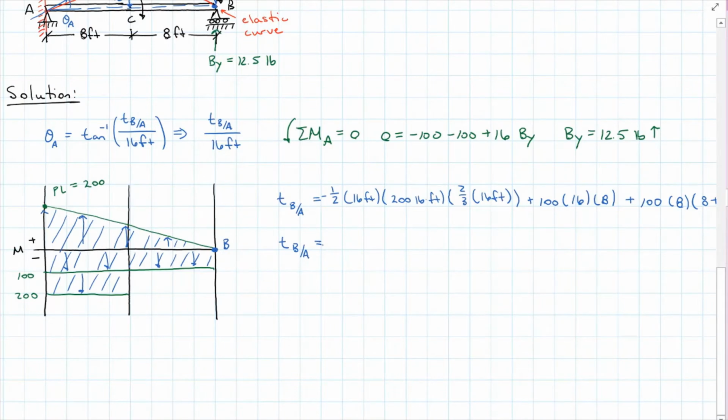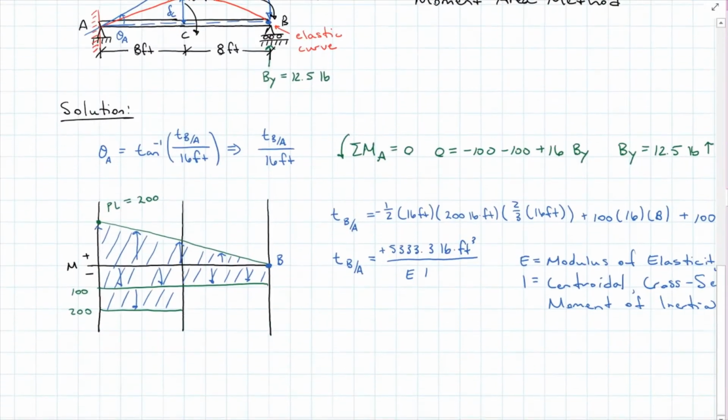Theorem 2 TBA solves to be 5,333.3 pound-feet cubed. And you see I wrote it a little bit higher because with slope and deflection, the amount that it deflects is going to change based on the material type or the cross section. So I'm going to add those properties in here, E being the modulus of elasticity and I being the cross-sectional moment of inertia. And this will be our distance from a tangent line drawn at A to a point on the elastic curve, B.